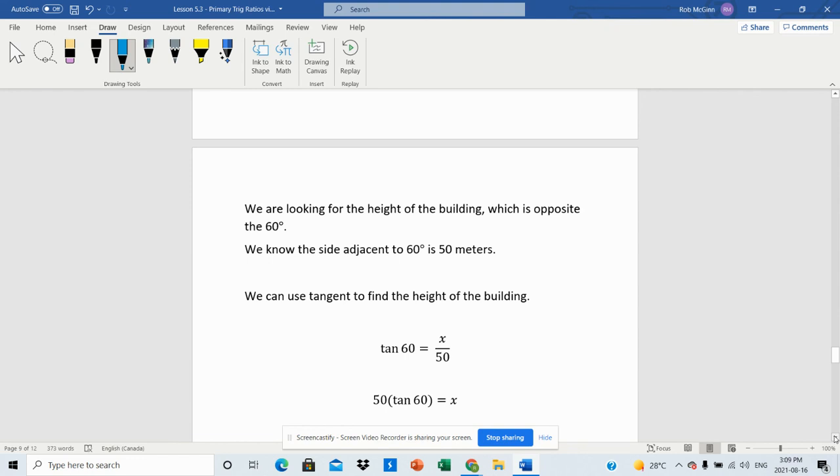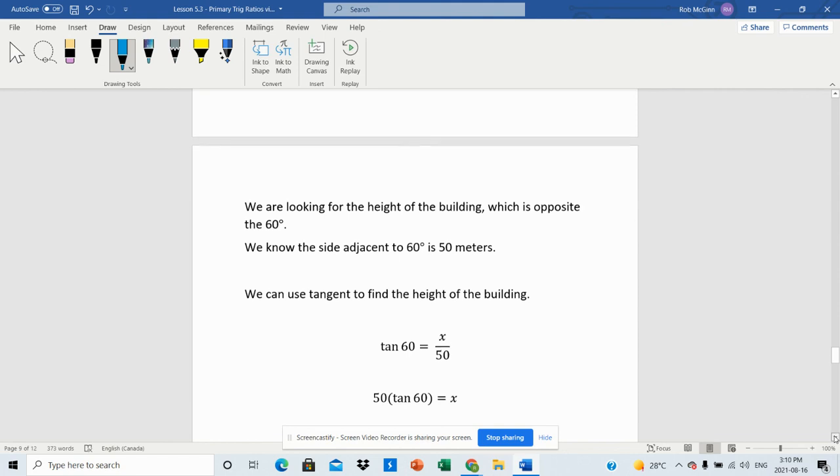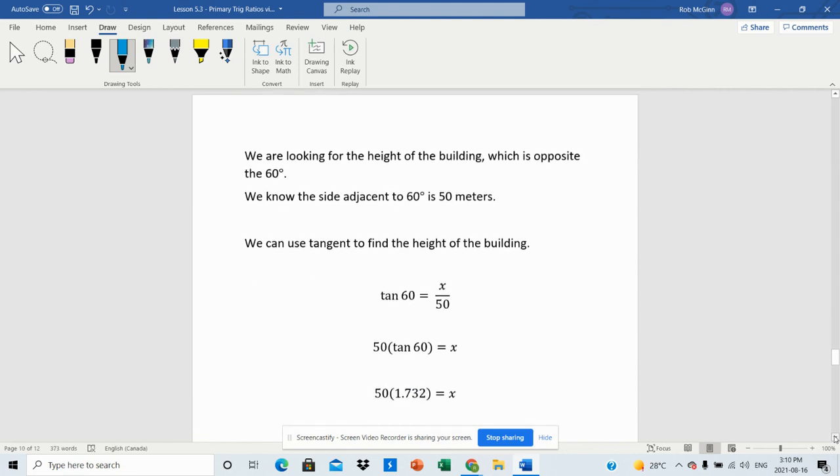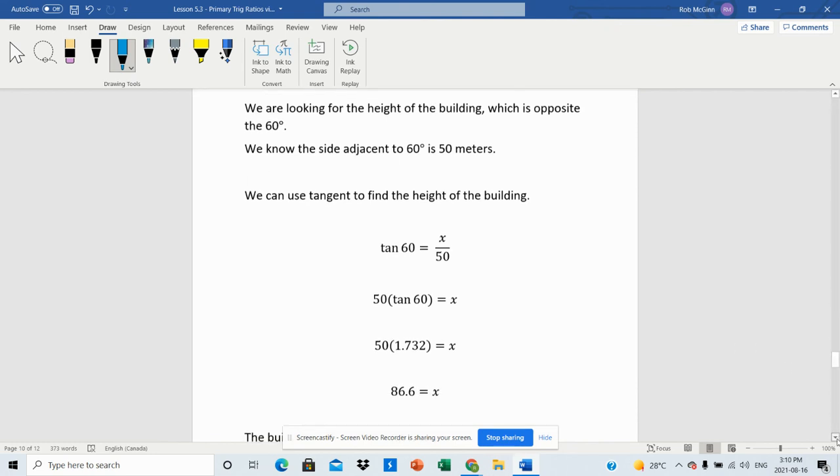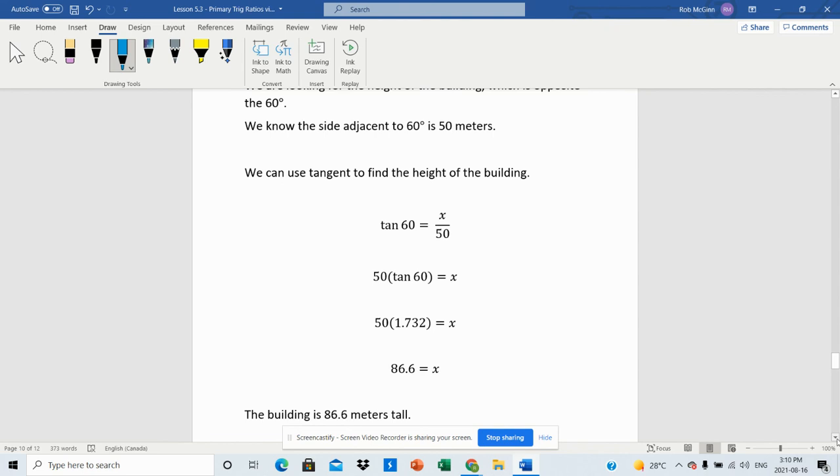Now I can evaluate what tan 60 is using my calculator. So 60 and then hit the tan key. That'll give us 1.732. Once again, I rounded to 3 decimals. And 50 times that number is going to give us the height of the building. Excuse me, it's going to give us x. So our last step is 50 times 1.732. And if I round that to 1 decimal, it's going to give me 86.6. So x is 86.6. Our unit of measure is meters.